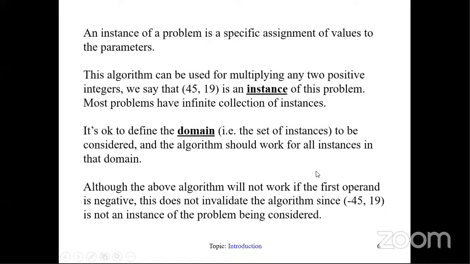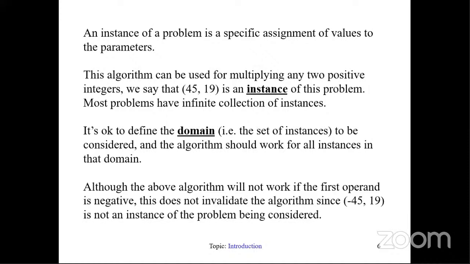So what we have as 45 and 19 are called instances of the containment of variables A and B. An instance of a problem is just a specific assignment of values to the parameters. For example, you have students in this class, and each of you is an instance of a student in this class. That is what we call an instance. This problem can be used for multiplying two positive integers. So when you have 45 and 19 as an instance of that problem, you can even have 25 and 9, or 42 and 6, or 80 and 2. They are also instances of the variables A and B.